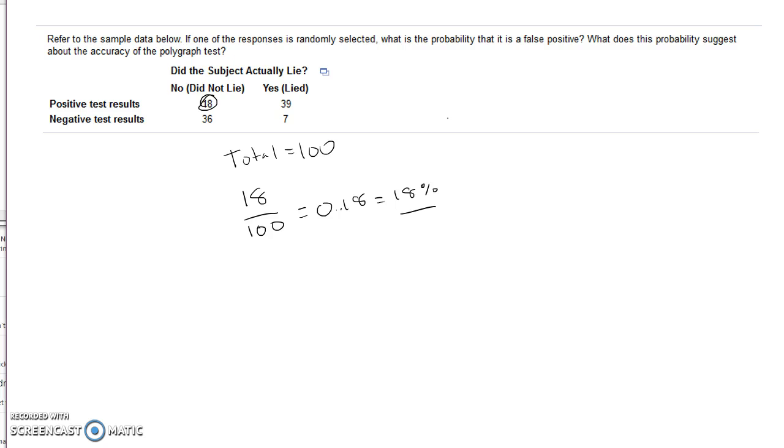So it says, what does this probability suggest about the accuracy of the polygraph test? We would say that it's not accurate. It's a little confusing with this idea of false positive, but hopefully, again, they'll be a little bit more straightforward, but it's just those are the people who got positive tests that did not lie.